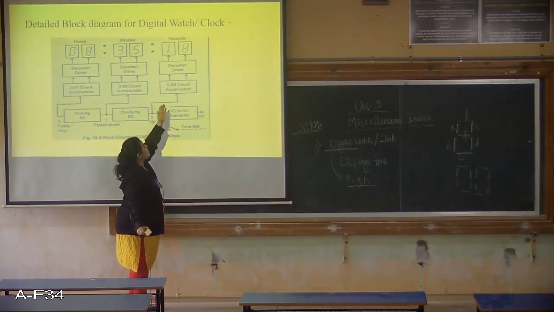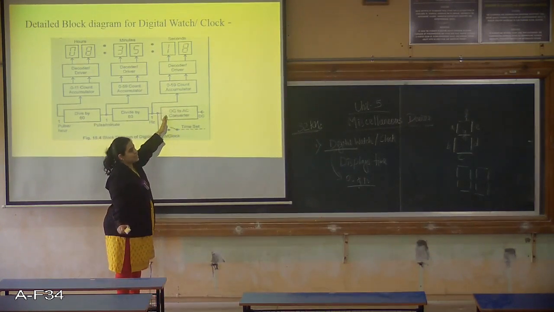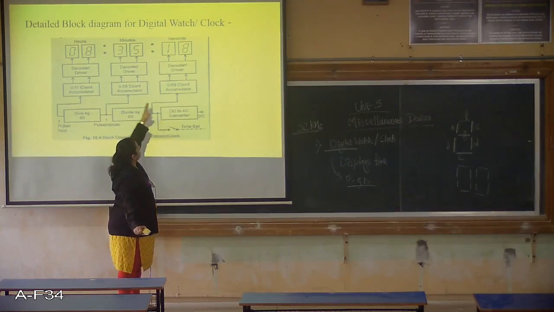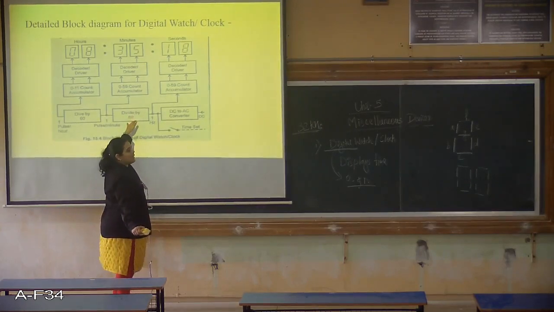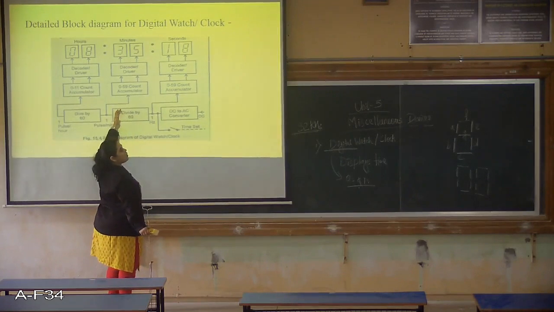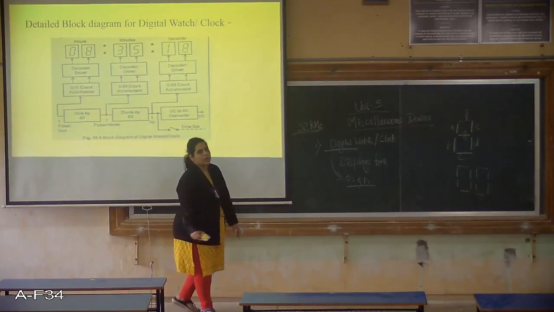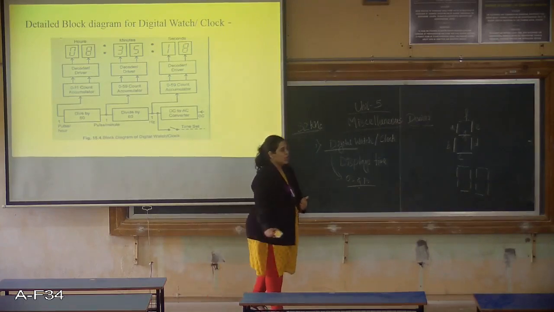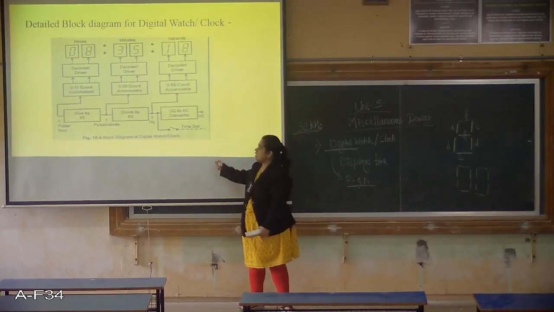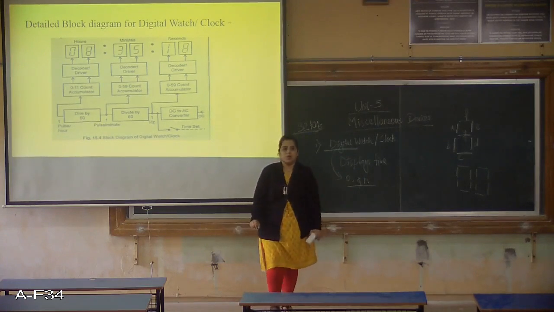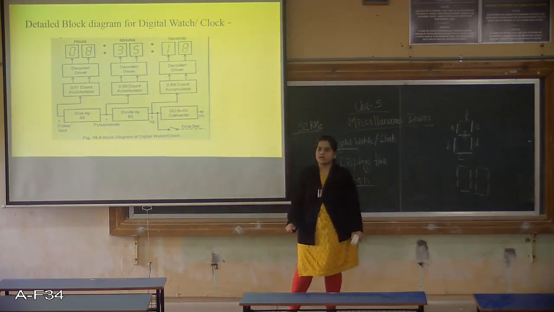So first from 0 to 60 seconds, after that 60 seconds is equal to 1 minute, and then 60 minutes is equal to 1 hour. Such a display you will get in your digital watch or clock. So this is the detailed block diagram of digital watch and clock.